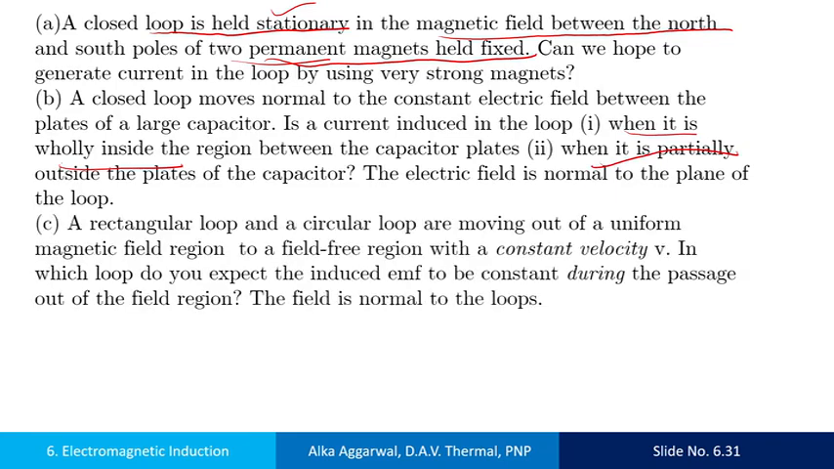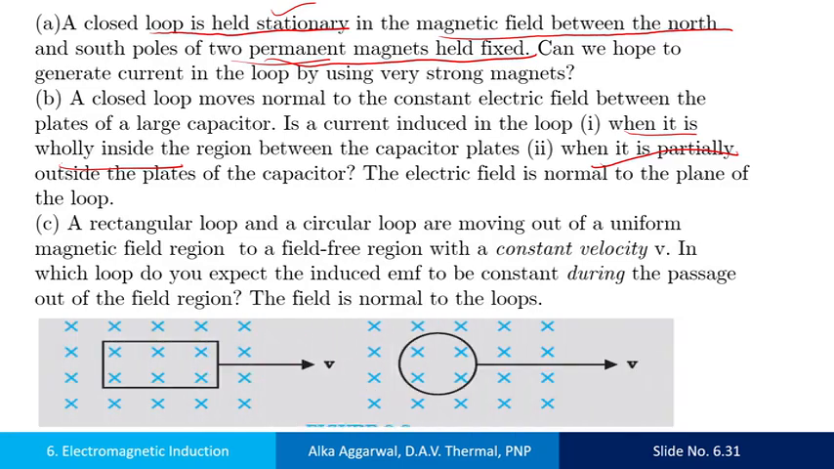Now the third part. A rectangular loop and a circular loop are moving out of the uniform magnetic field region to a field-free region with a constant velocity. Both are moving with the same velocity. In which loop do you expect the induced EMF to be constant?